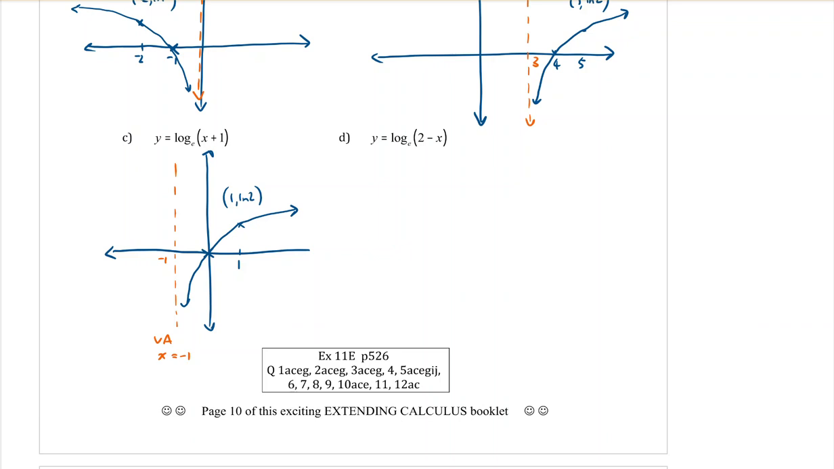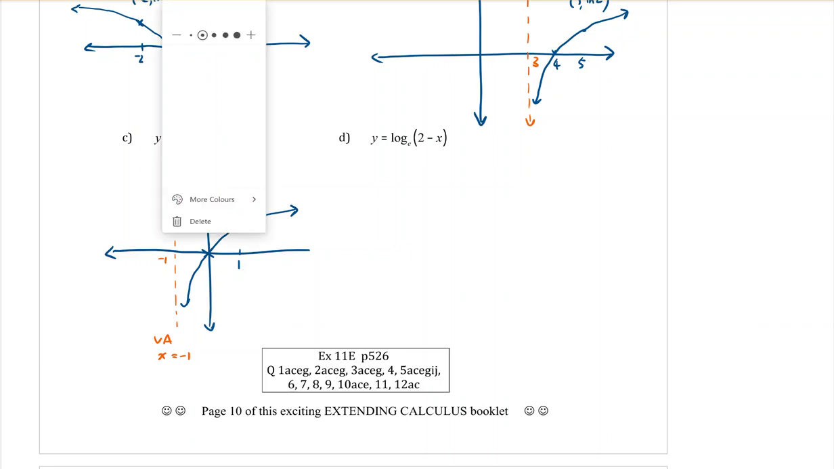One last one, log base e of 2 minus x. Where has my asymptote moved to? The right, 2 spaces. So it's, what did you say? I said negative equals 2 positive. But it's whatever makes the bracket 0. What is going to make that bracket 0 when x is a positive 2? Okay, so the asymptote is at positive 2.